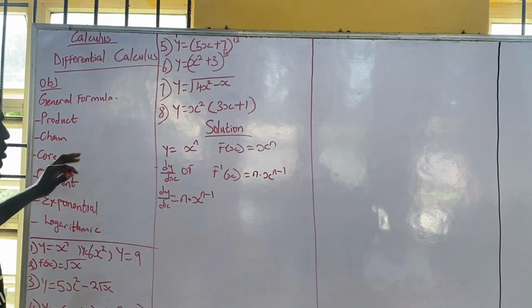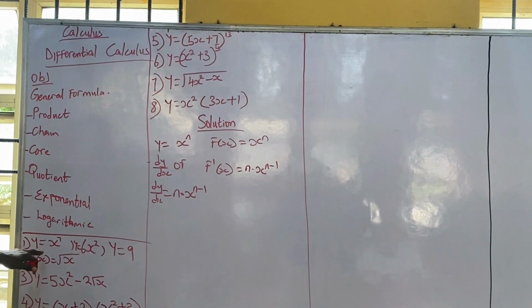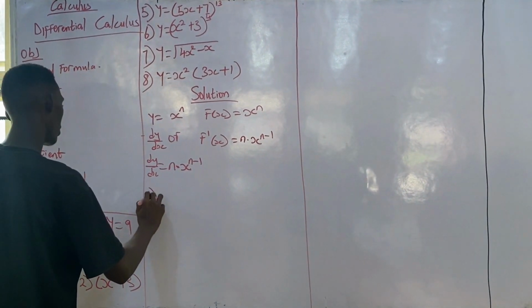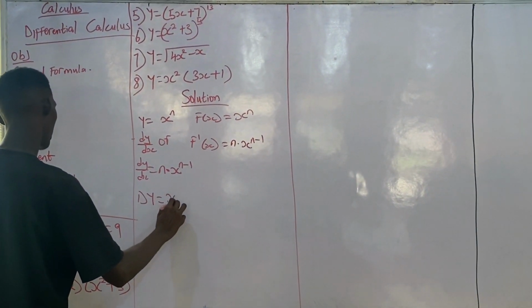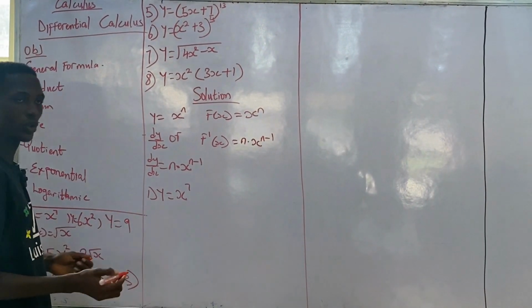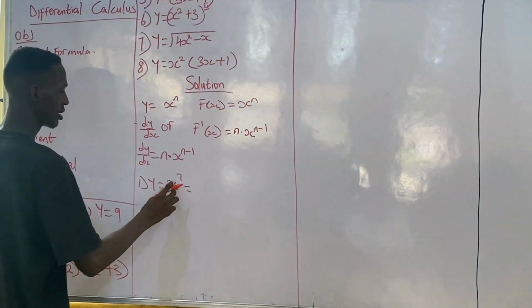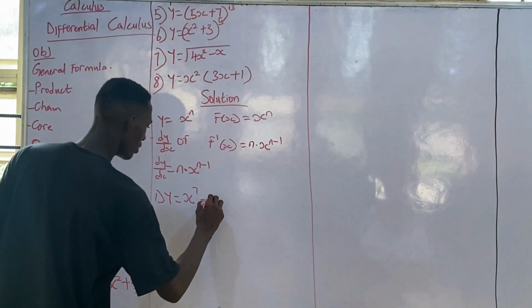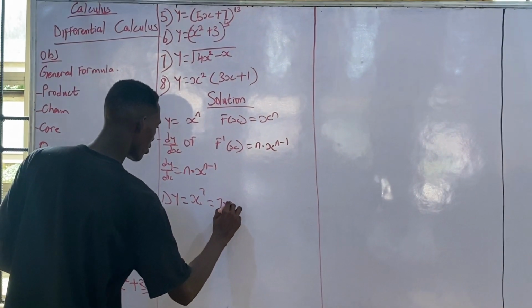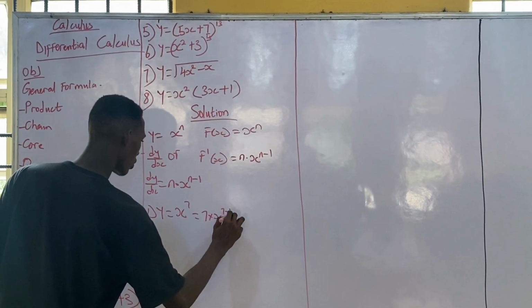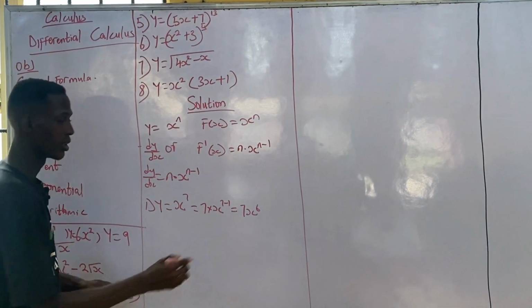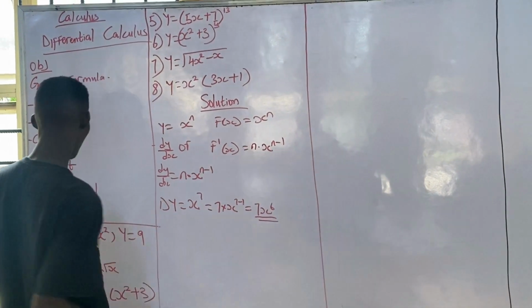So now, without wasting much of our time, let's move into question 1, which is if our y is equal to x to the power of 7. So you all know what to do. This is our n and this is our x. So that will be 7 times x to the power of 7 minus 1, which is equal to 7x to the power of 6. It's as simple as that.